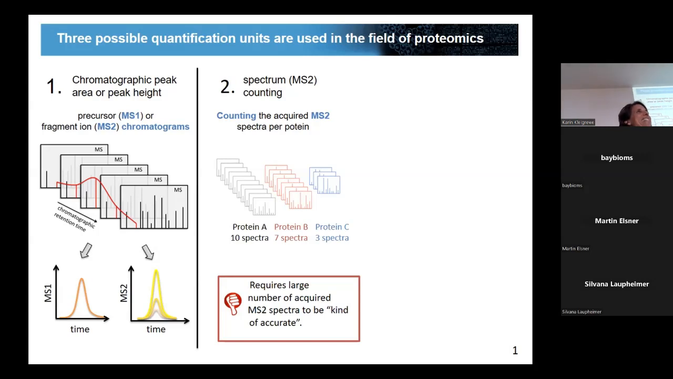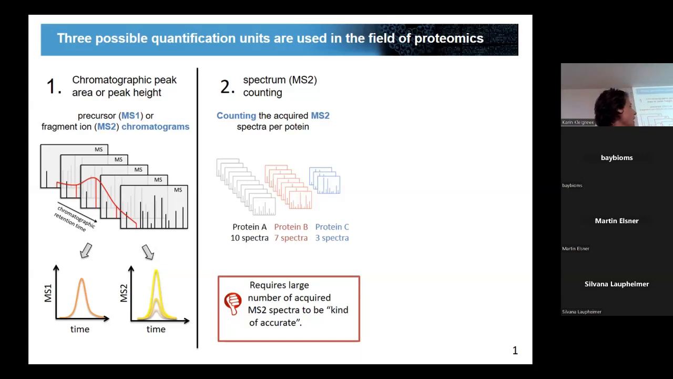The cool thing about spectrum counting, it's super easy. You can do this very easily with the data. You don't need any great algorithm. For chromatographic peak areas, you need an algorithm that determines the start of the peak, the end of the peak, and does the integration. It's computationally much more difficult. So spectrum counting is very easy.